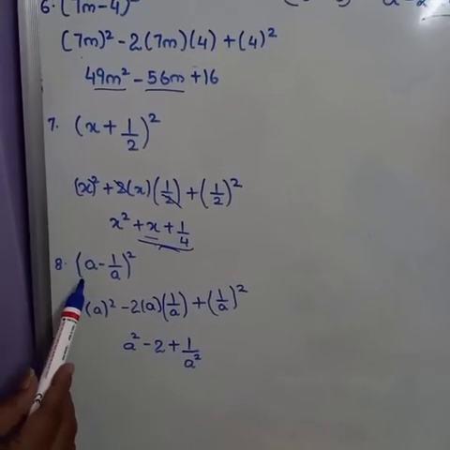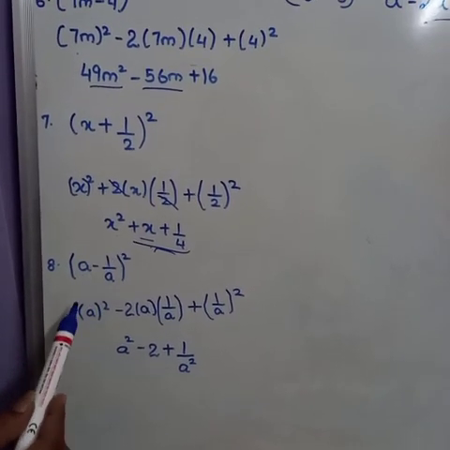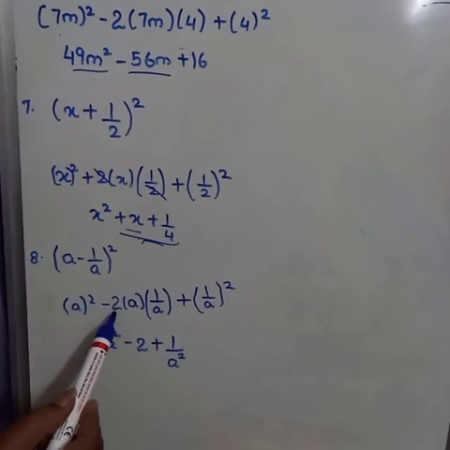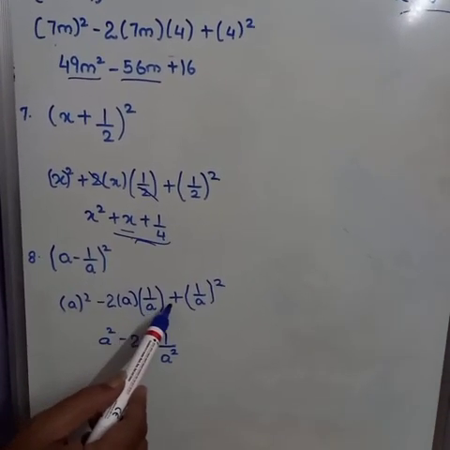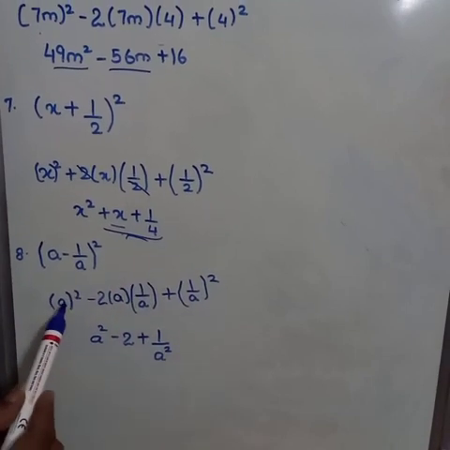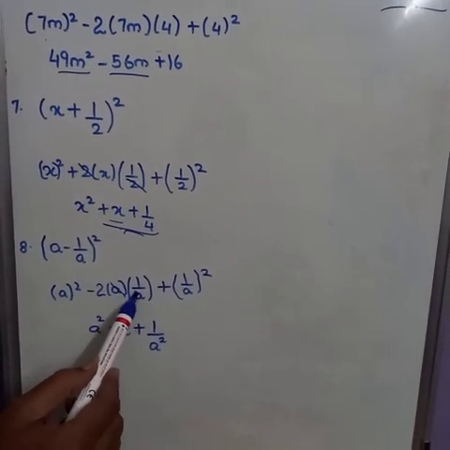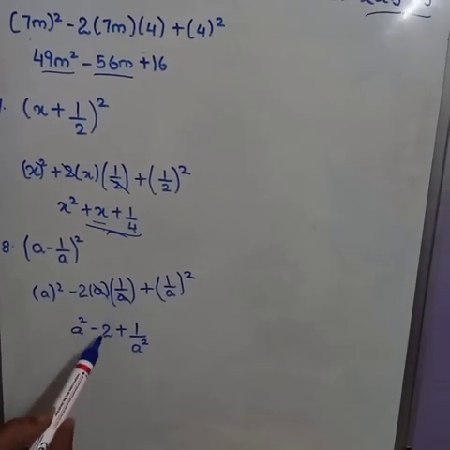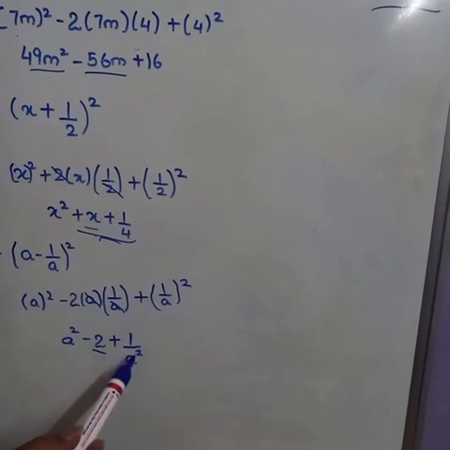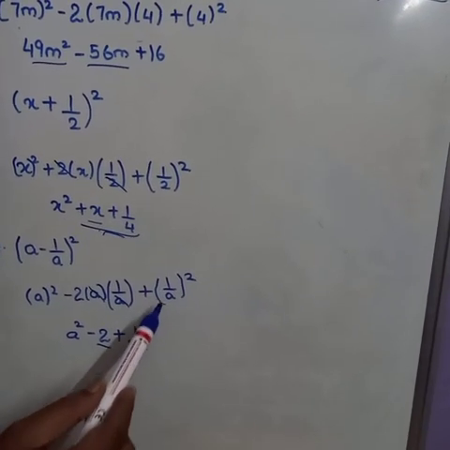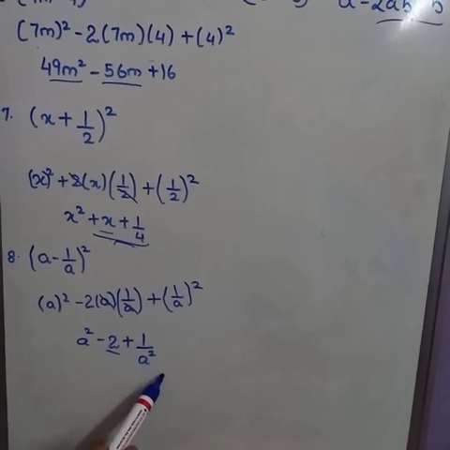The eighth sum, (a minus 1 upon a) whole square. So a square minus 2 into a into 1 upon a plus 1 upon a square. So a square minus 2, here the a to a cuts, minus 2 into 1, that comes up to minus 2, and plus 1 into 1, that's 1, a into a, that's a square. a square minus 2 plus 1 upon a square.